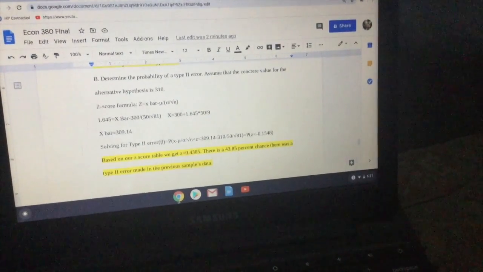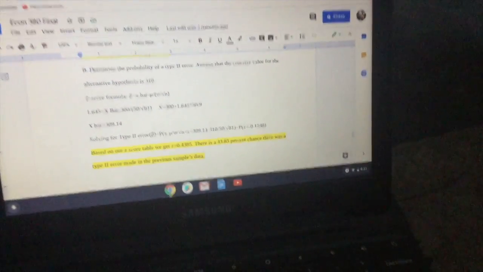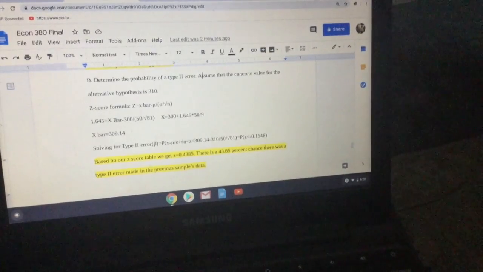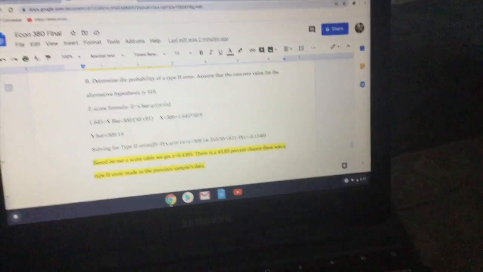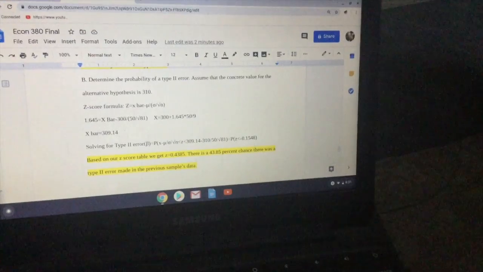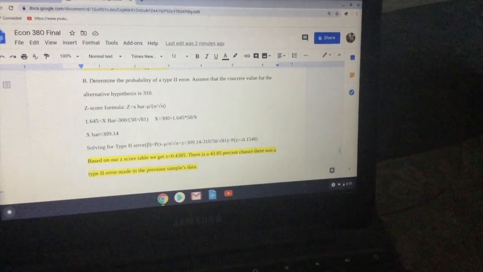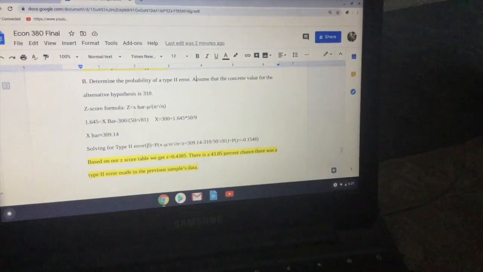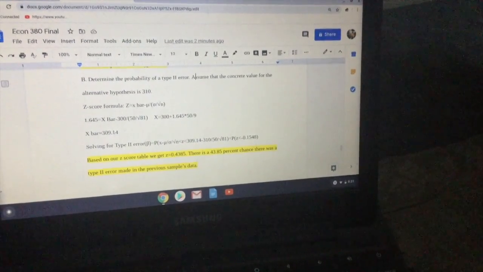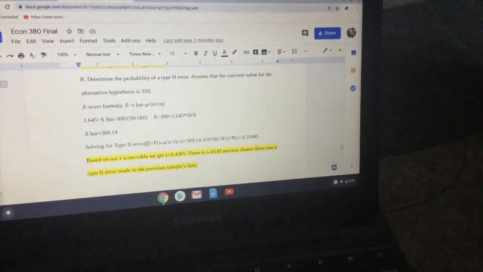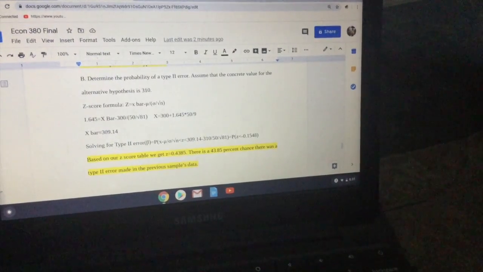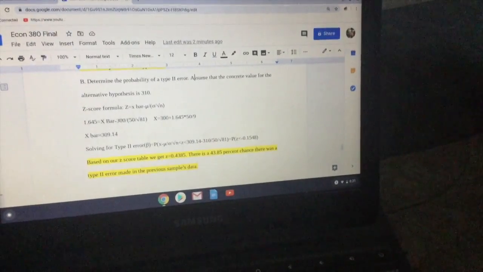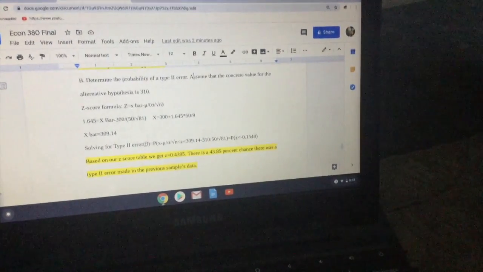Solving for the type 2 error, we get this here. We plug in the 310 into the equation as well as the 309.14 from before, and we get a z value of negative 0.1548, and based on the z-score table, we come out with 0.4385. So there's a 43.85% chance that a type 2 error was made in this sample's data.